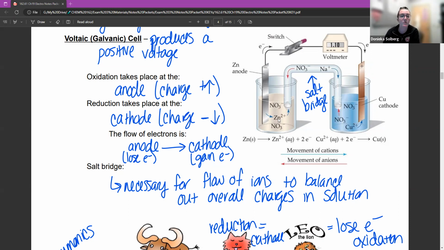So as I'm creating all of these Zn2+ on the right side, I need something negative to come over there to balance out that charge. So these nitrate ions are going to flow this way to balance out that charge. On the right side, as I'm using up those Cu2+ to make copper metal, this is going to start to get really negative. So the Na+ ions are going to flow this way to make sure that charge gets balanced out. So a salt bridge is necessary in order to actually conduct electricity.